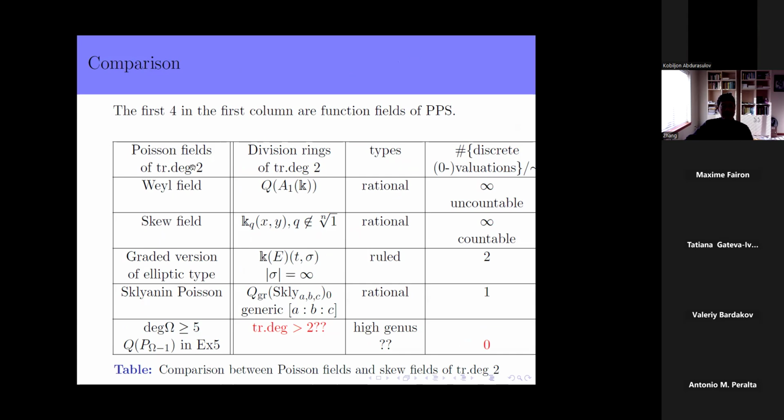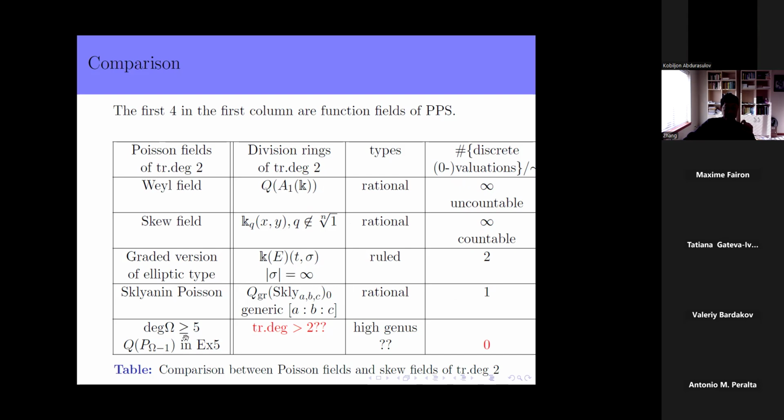It's a comparison between the Poisson field and division rings. In the second column, the first 4 cases were done by Michael Artin. Now for the Poisson field of transcendence degree 2, for the Weyl field, we computed uncountably many discrete valuations. For the q-skew Poisson field, we computed countably many. For the graded version of the elliptic case, we computed 2. And for the scalar Poisson one, we computed 1. The reason we put these two columns together is that these are exactly what Mike Artin found out about 30 years ago for the division algebras.